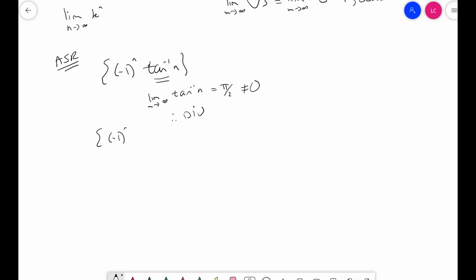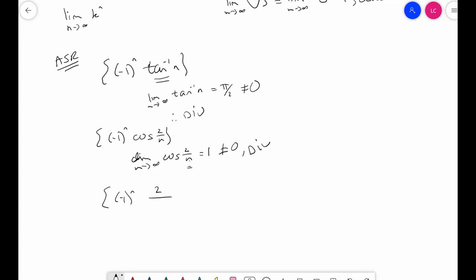If I had negative 1 to the n times cosine of 2 over n, I take the limit as n goes to infinity of cosine of 2 over n. If I put in infinity, I get cosine of 0, which is 1, doesn't equal 0, so it diverges, right?